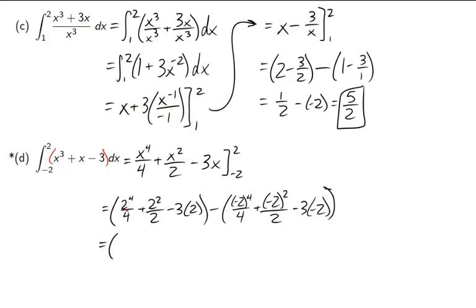2 to the 4th is 16. 16 divided by 4 is 4. 2 squared is 4. Divided by 2 is 2. And 3 times 2 is 6. Alright, I get the same answer for these two, because negative 2 to an even power is still positive. And then this time I get a plus 6. So this turns out to be 0. This turns out to be 12. So my final answer is negative 12. Hopefully you guys did okay on that one.